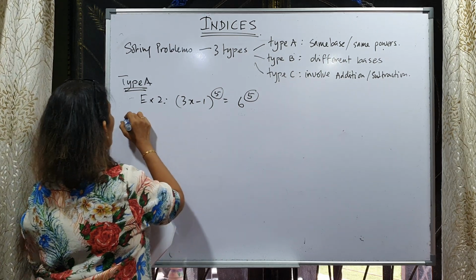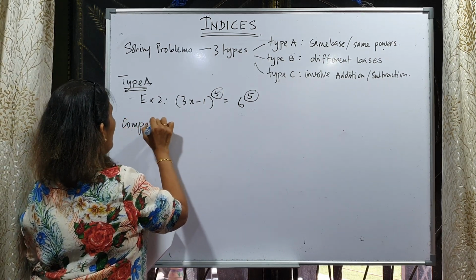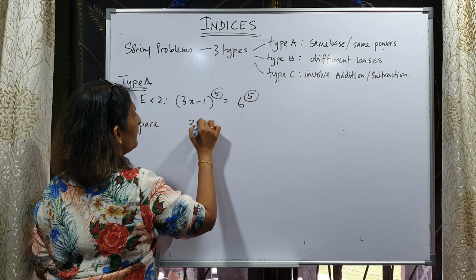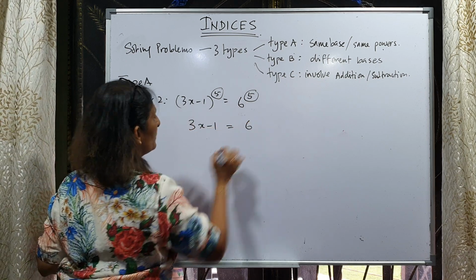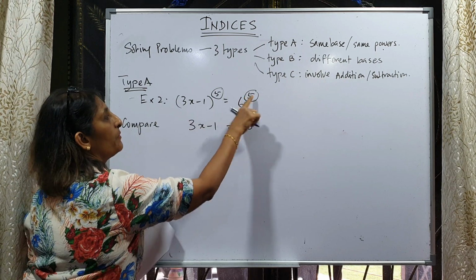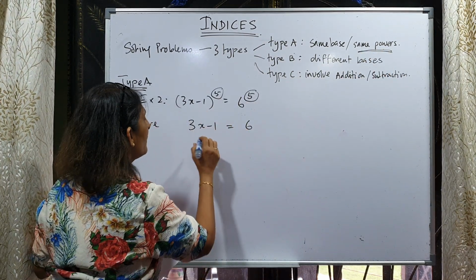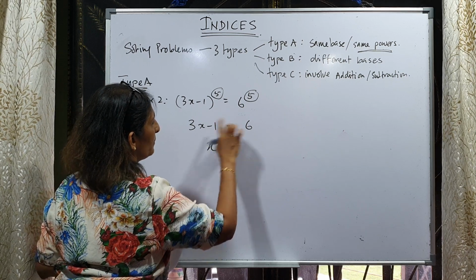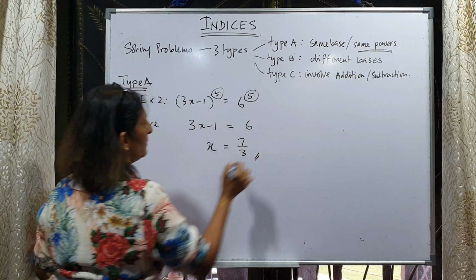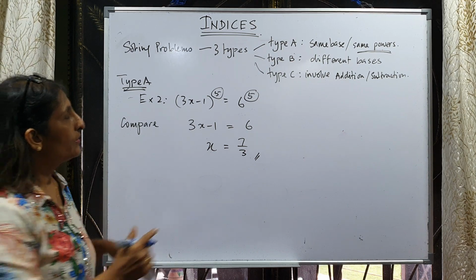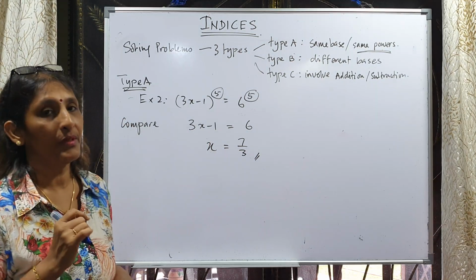Therefore, I can also compare left and right and say that 3x minus 1 should be equivalent to 6, because the powers are the same. Okay, this is the same power case. So you can find your x. X equals 7 over 3. Done. Alright, so type A is that type of question.